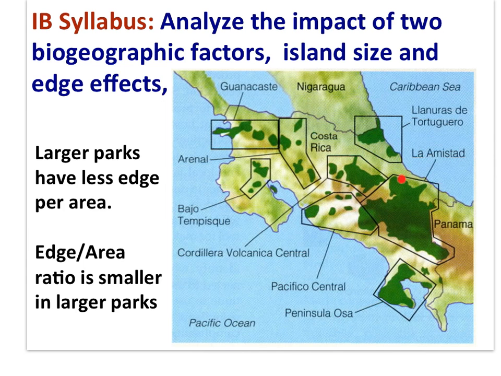Larger parks, such as La Amistad, have less edge per area relative to a park such as Peninsula Osa. Thus, the larger park with less edge per area will have greater diversity. In other words, the edge per area ratio is smaller in larger parks relative to smaller parks. A smaller edge to area ratio results in less disturbance, thus greater diversity. I'll be following up on this concept in the next movie.